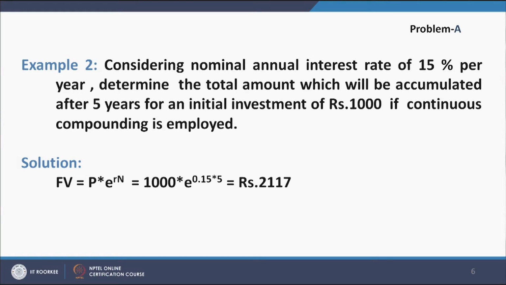Again problem type A, example 2: consider a nominal annual interest rate of 15% per year. Determine the total amount which will be accumulated after 5 years for an initial investment of 1,000 if continuous compounding is employed.